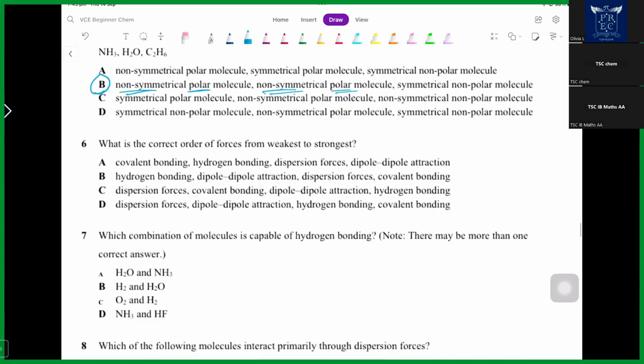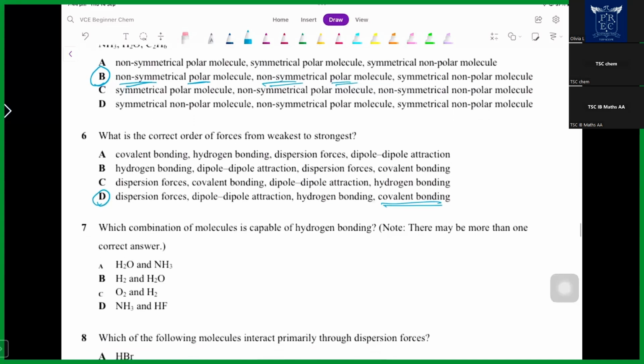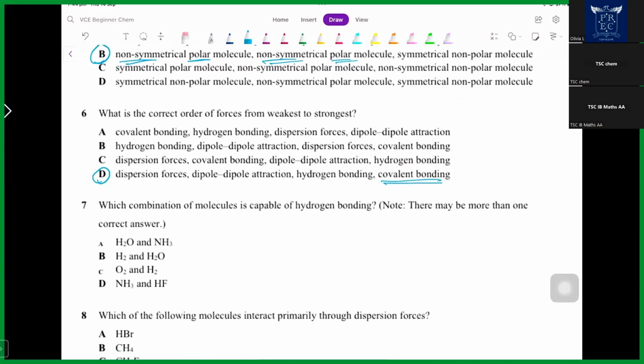What is the correct order of the forces from weakest to strongest? Dispersion, hydrogen bonding, covalent bonding, from the weakest to strongest. A, B, C, D, which one? C, dispersion, then covalent. Weakest to strongest, D, yes. Covalent bond is the strongest, okay? That's why diamond is the strongest, it has the strongest structure.